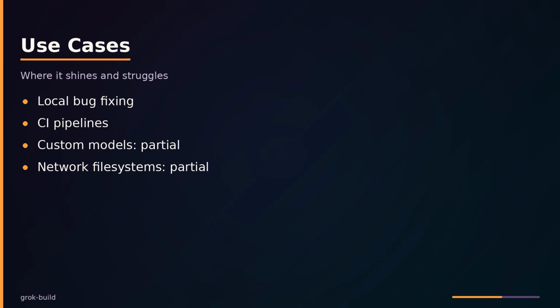Where does Grok Build shine? It's a strong fit for local bug fixing. You can ask it to diagnose a failing test, inspect code, apply a patch, and run tests again, all in the TUI. Headless mode is great for CI pipelines, generating code changes, or running automated review. But the fit is partial if you want to use non-xAI models. The agent is tightly integrated with xAI's APIs. Network file systems also have partial support, with some latency issues.